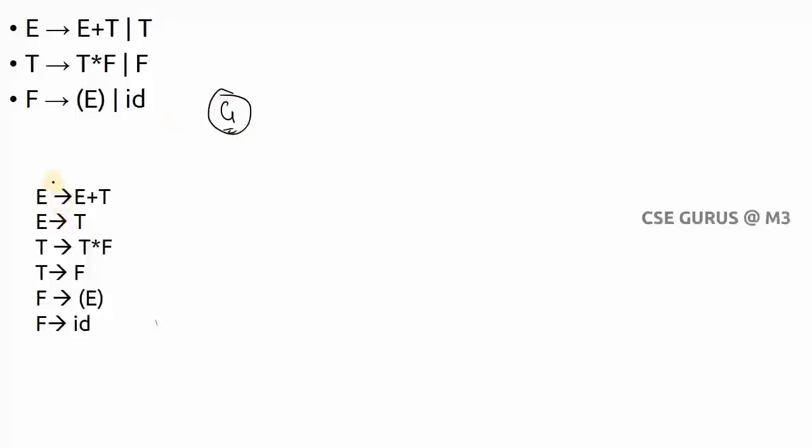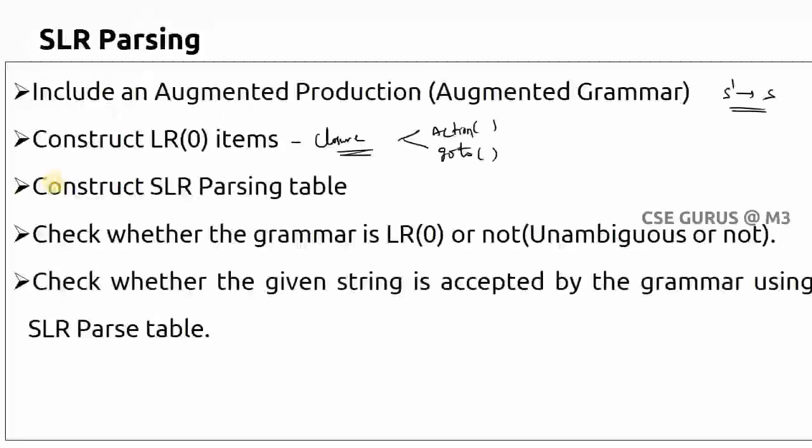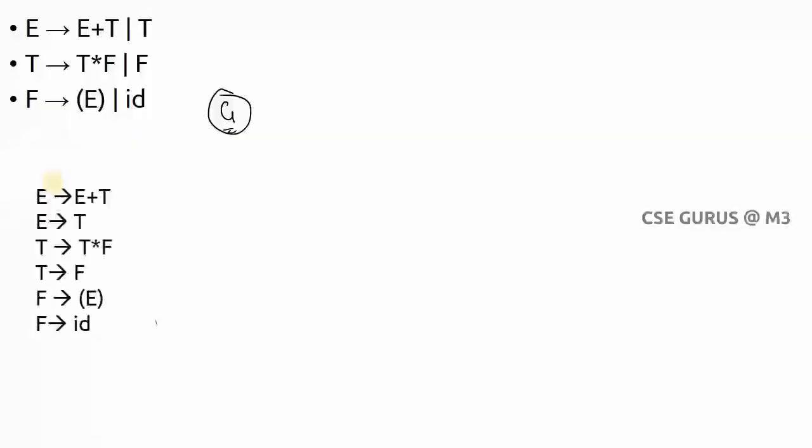Now what is the first step we need to do? We need to include an augmented production, which gives an augmented grammar. How do we include it? First, you need to write the start symbol. What is the start symbol here? E. On the left-hand side, you have to include one new non-terminal, which I call E dash. Any new non-terminal tends to your start symbol. That's it. We call this an augmented production, and the whole thing an augmented grammar.